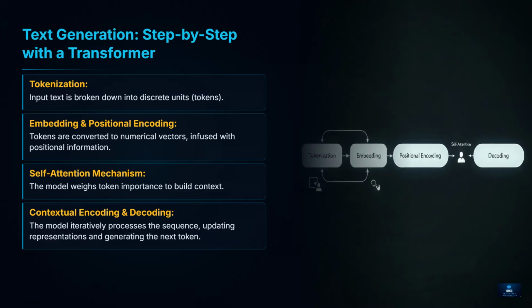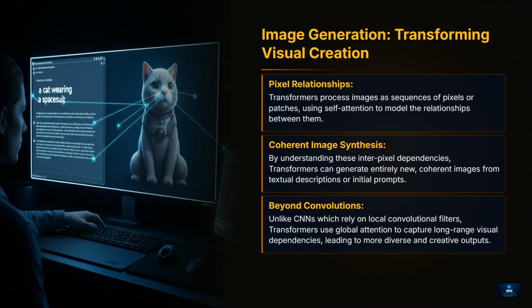Let's trace the path of text generation with a transformer. It starts with tokenization and embedding, then positional encoding injects sequence order. The self-attention mechanism then works its magic to build contextual understanding, followed by iterative contextual encoding and decoding to produce the final coherent output.